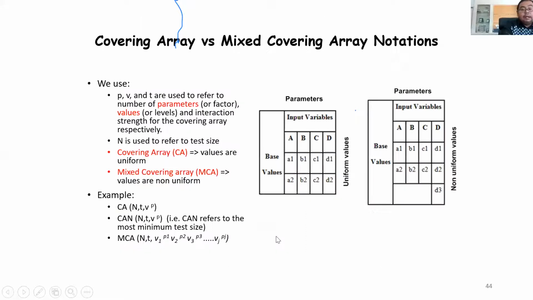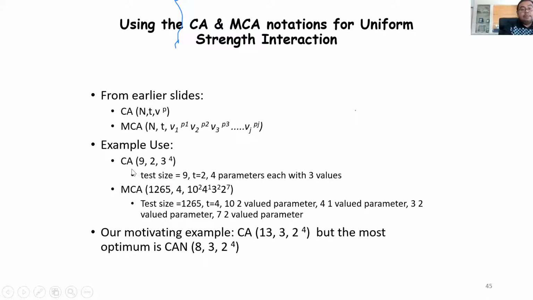Now here, we can represent using something called the covering array notation, where N is the size, t is the strength, v is the value, and p is the parameters. When you use this, it is called a covering array. This is the mathematical notation, and you can also have mixed covering array as the notation.